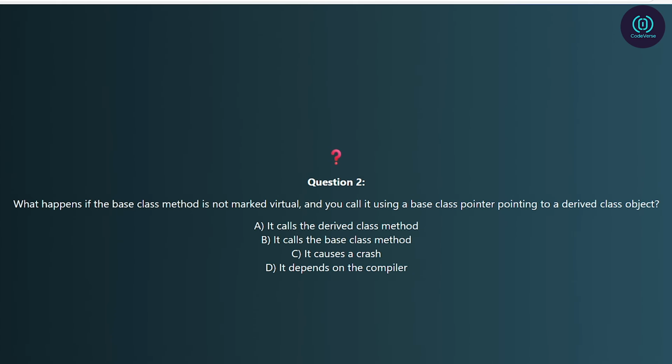Question 2, what happens if the base class method is not marked virtual, and you call it using a base class pointer pointing to a derived class object? A. It calls the derived class method. B. It calls the base class method. C. It causes a crash. D. It depends on the compiler.